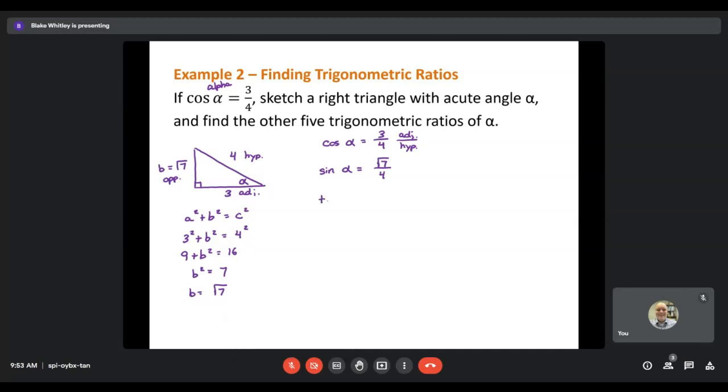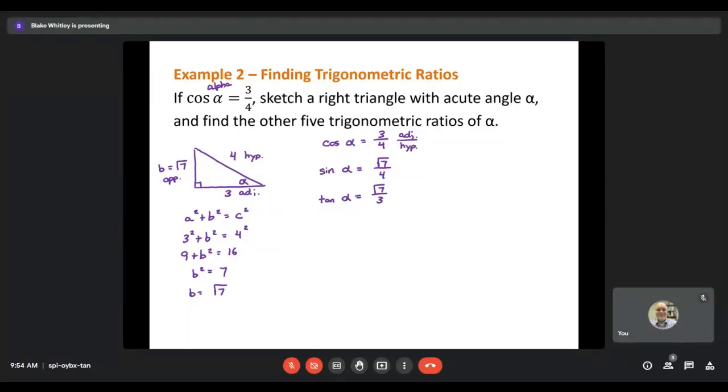And we've already got cosine, so I'll go to tangent next. Tangent of alpha should be the opposite over the adjacent. Opposite this time is square root of 7. Adjacent is 3, so tangent is square root of 7 over 3.